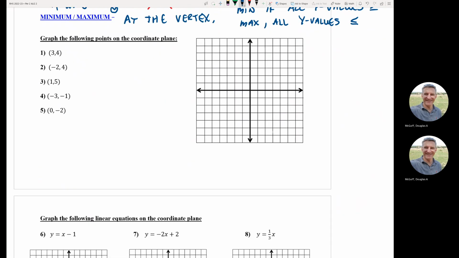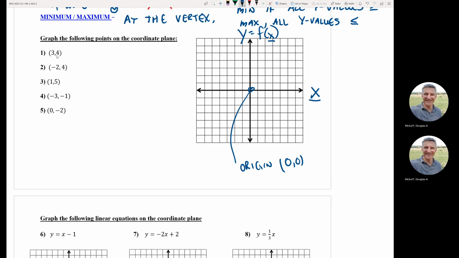Graphing the following points on a coordinate plane. First, we can label our axes, x and y, or x and f of x. In other words, input, function output. Again, as x goes to the right from the origin, the point in the middle is the origin, 0, 0. To the right, it'll be positive. To the left, it'll be negative. For y, above the origin will be positive. Below the origin will be negative.